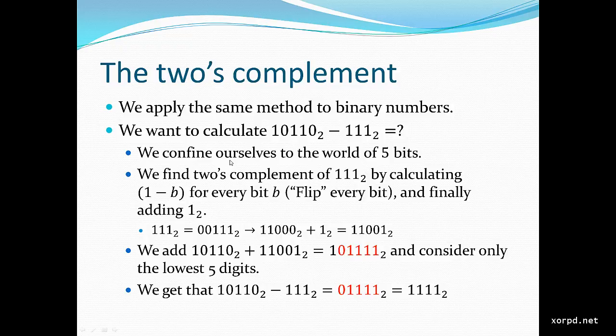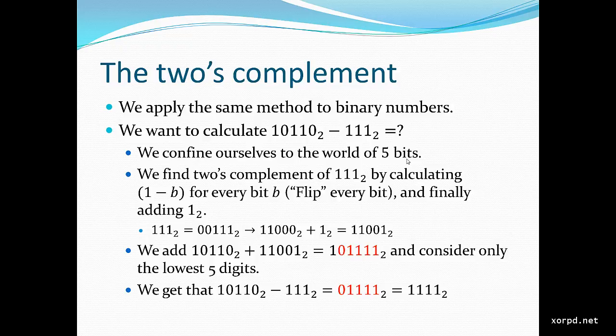First, we confine ourselves to the world of 5 bits. Why 5 bits? Because the larger number has 5 bits. We could, for example, choose maybe 6 bits, 7, or even 8 bits, or any large amount of bits we want. But the choice of 4 bits or 3 bits would be a wrong choice here, because the large numbers won't fit in. We want both of the numbers to fit into our choice. So 5 bits is the minimal choice that is going to work here.